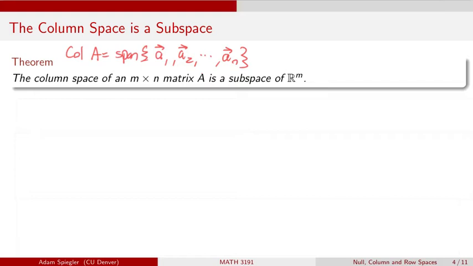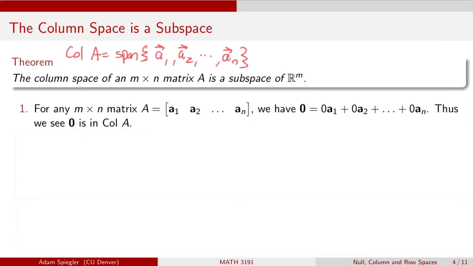So in other words, let's show that first of all, the zero vector is in the column space, that the column space is closed under our usual vector addition operation, and that the column space is closed under scalar multiplication. So for the zero vector, we can just pick weights of 0 for all of the column vectors. So I can take 0 times a1 plus 0 times a2 all the way up to 0 times an. And when I take that linear combination, we get the zero vector. So therefore, the zero vector is in the span of the column vectors of A. So it is in the column space of matrix A.